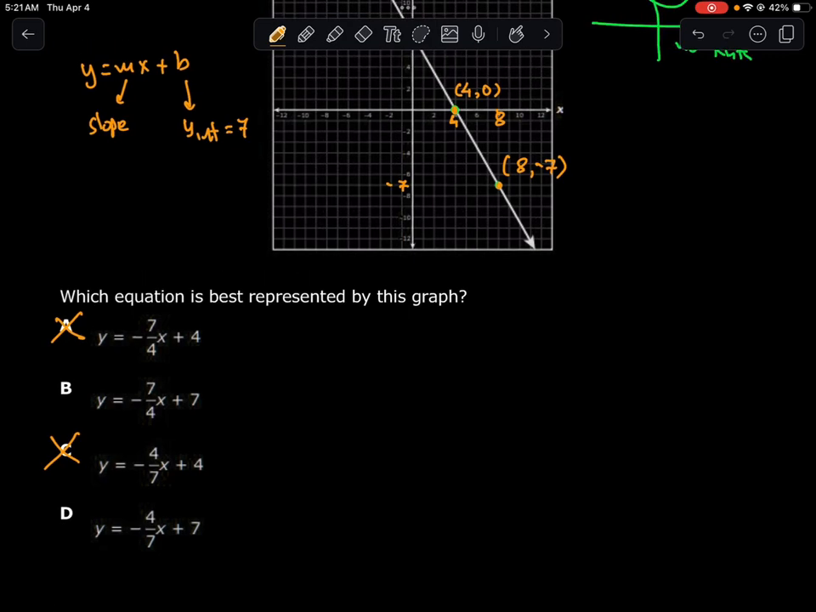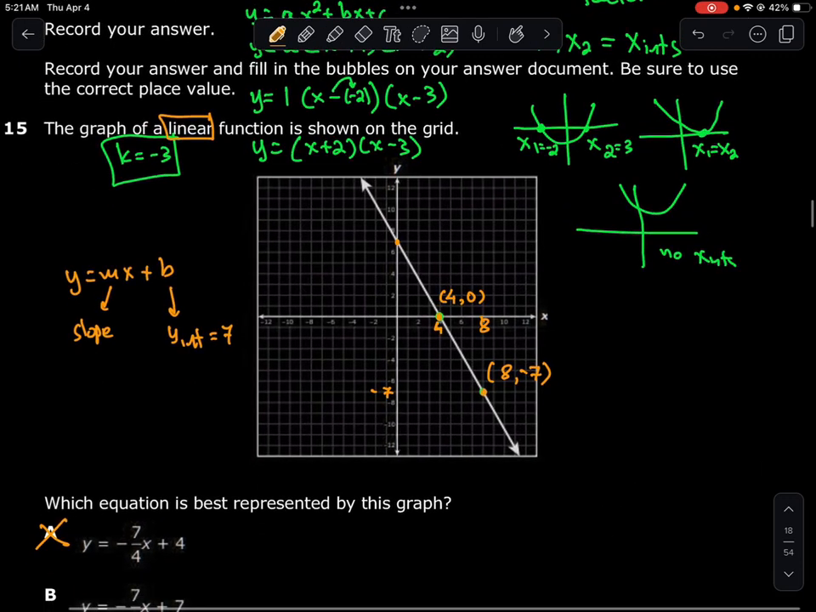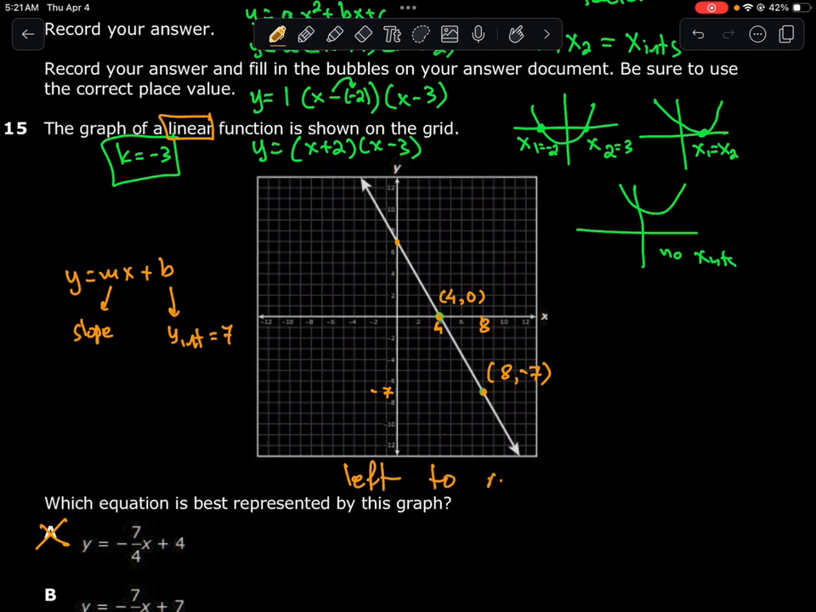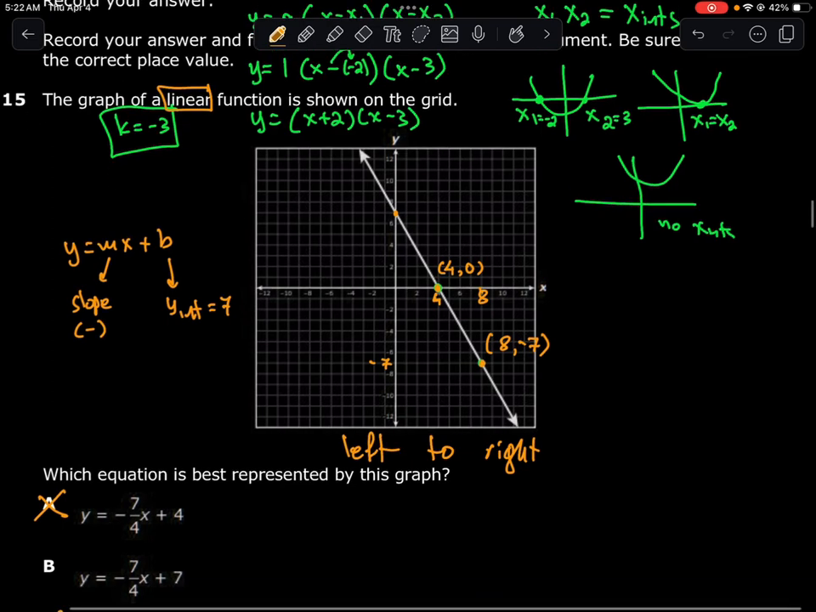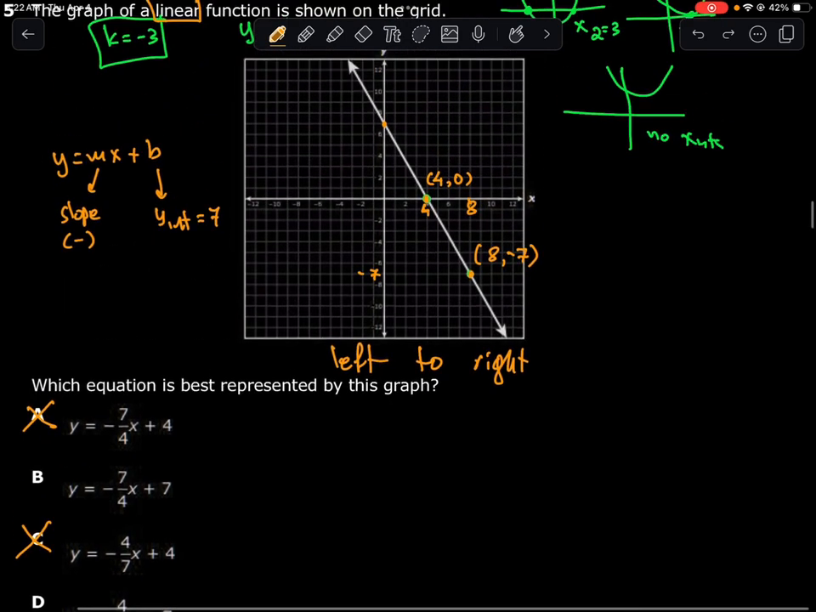Can I eliminate any of them? Well, I can utilize the slope. I see that going from left to right, the same way that we write, I'm going down. So the slope will have to be negative, less than 0. But if I look at the surviving answers, the slope is negative in both. So I can't eliminate. I actually need to either find the slope or just find the equation. So I'm just going to find the equation.